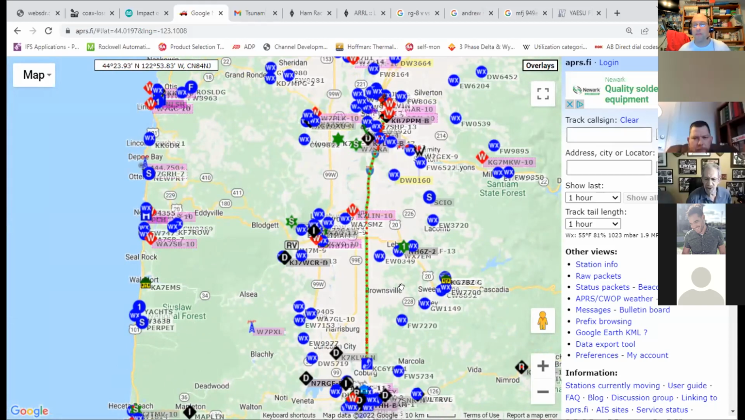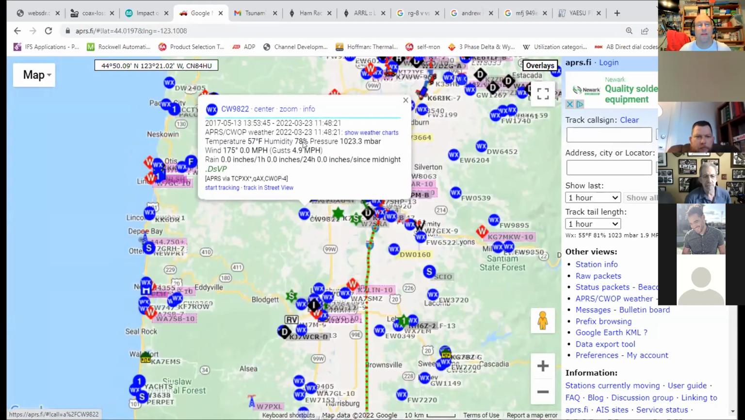What is WX standing for again? Oh, weather. That's a weather reporting station. So they're actually transmitting over packet as well.